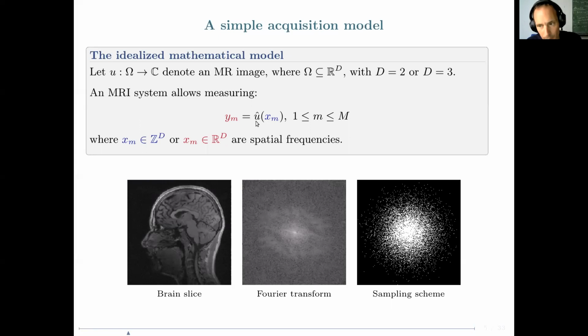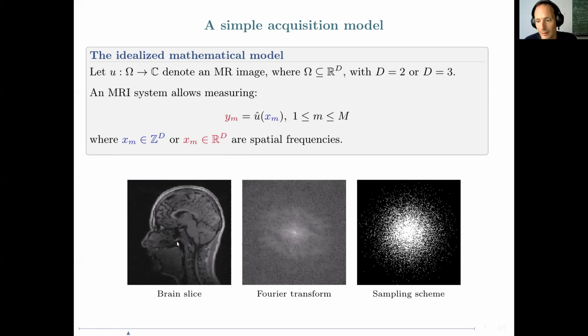And what you find a lot in the literature is that the sampling locations should belong to Z^d, to a grid, the idea being that then you can use the fast Fourier transform. But in my talk, I will also review methods where the xm are off the grid, they can belong to all of R^d.